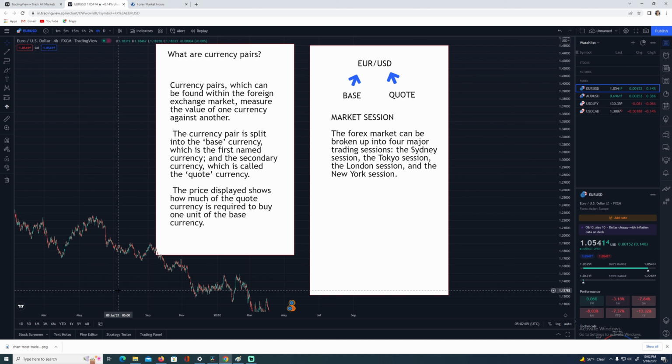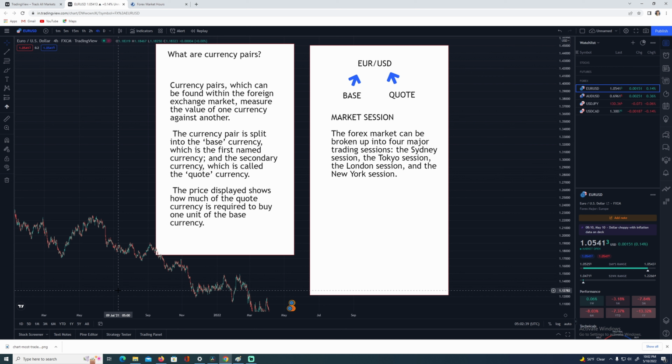Okay, so to start off, throughout the videos that I already posted, you kind of have an idea of what a currency pair is, right? We've been working with the example of Euro USD a lot. Okay, but just as a refresher, we're gonna go through what a pair is. So what are currency pairs? Currency pairs, which can be found within the foreign exchange market, measure the value of one currency against another.